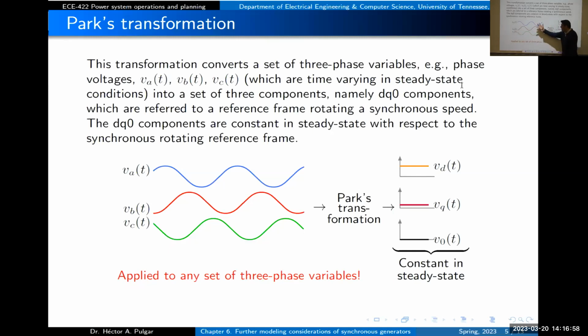And by this transformation, what we want to obtain is something that can now be described in the D, Q, and zero axes. Zero is a new concept. I don't know if you have heard of this before. Have you heard of zero sequence? Doesn't sound familiar, huh? The zero axis was mentioned in Dr. Thompson's class, but he said to ignore it, we won't be using it.